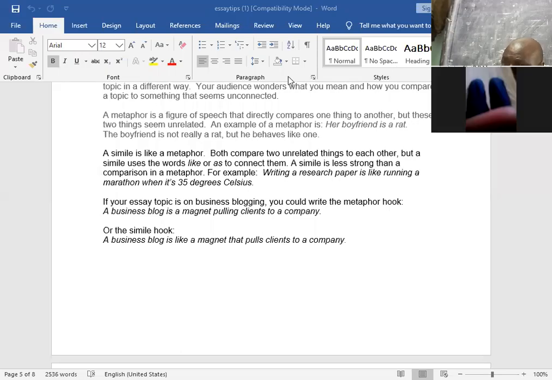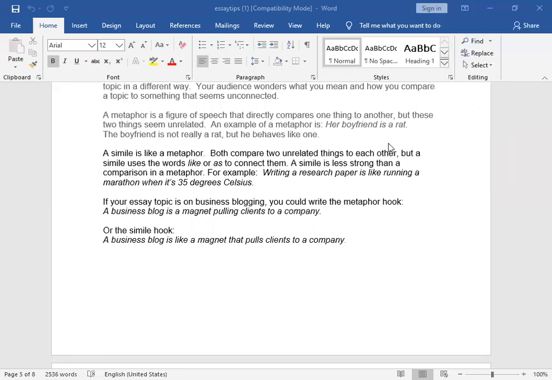For us to learn about this, to start us off, we discuss the metaphor. A metaphor is speech that directs one thing to another, but these two things seem unrelated. An example of a metaphor is "our boyfriend is a rat."